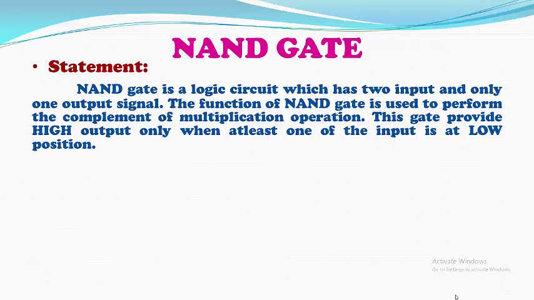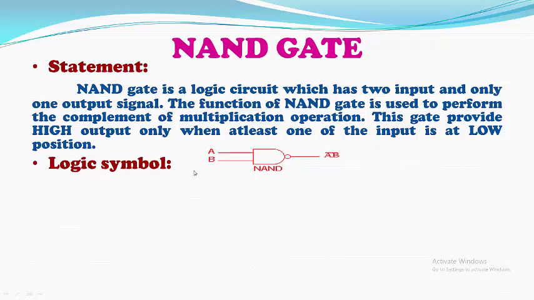This gate provides high output when at least one of the inputs is at low position. Now we will see the logic symbol. This is the logic symbol of the NAND gate, which has A and B as the inputs, and A into B whole bar is the output equation. If we remove this bubble, the symbol becomes an AND gate, and an AND gate with a bubble is the symbol of the NAND gate.